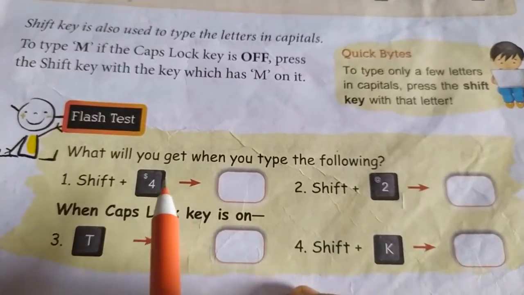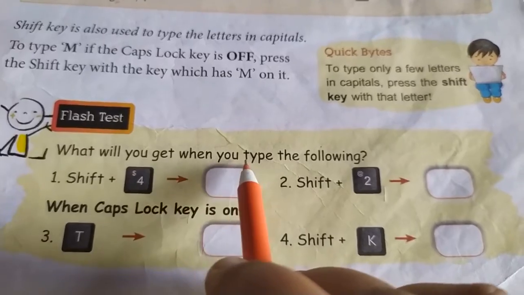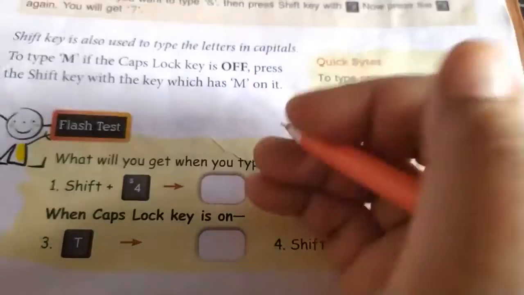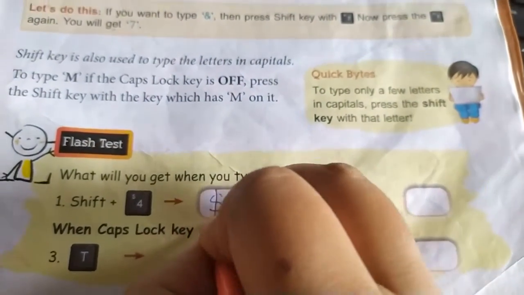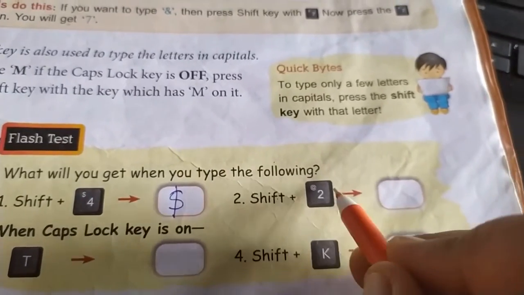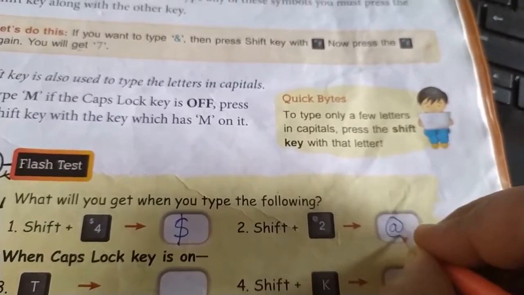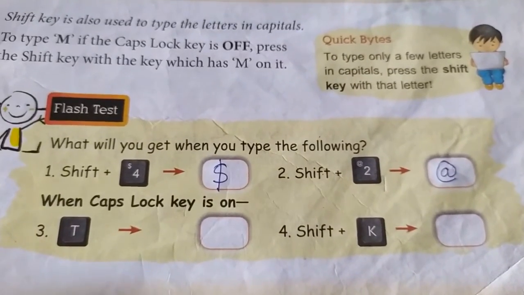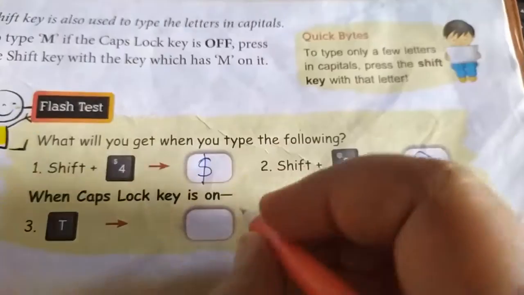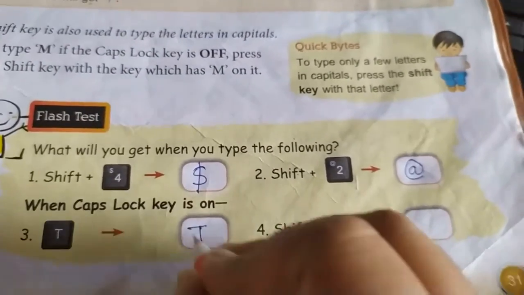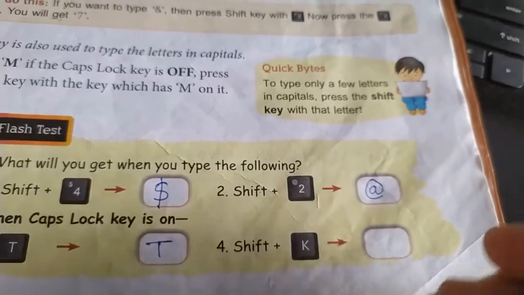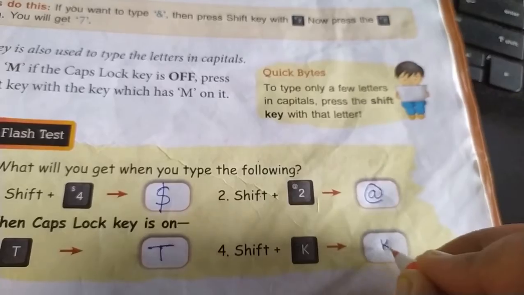Now there is one flash test. What will you get when you type the following? Shift plus 4. You will get this sign $. Shift plus 2. You will get this sign @. When caps lock key is on, shift plus K will give small letter k.